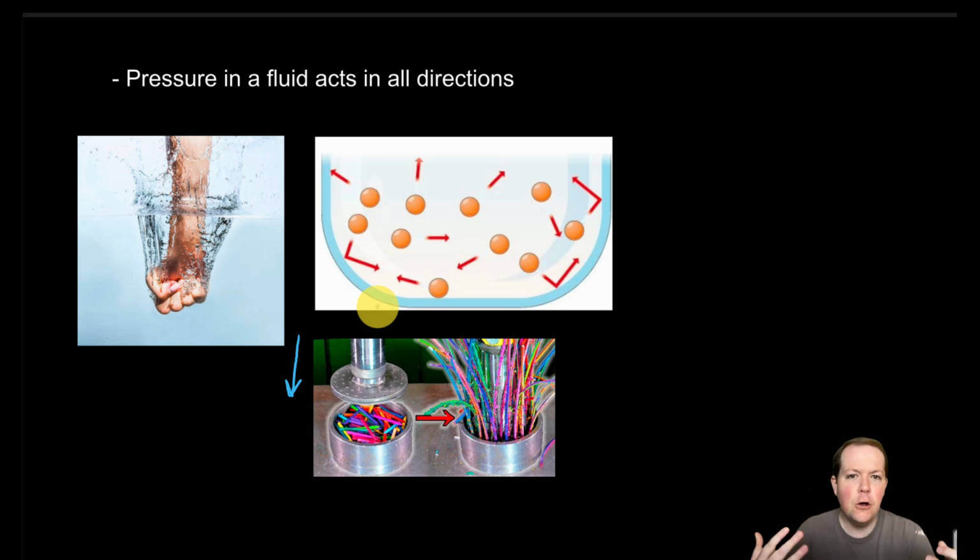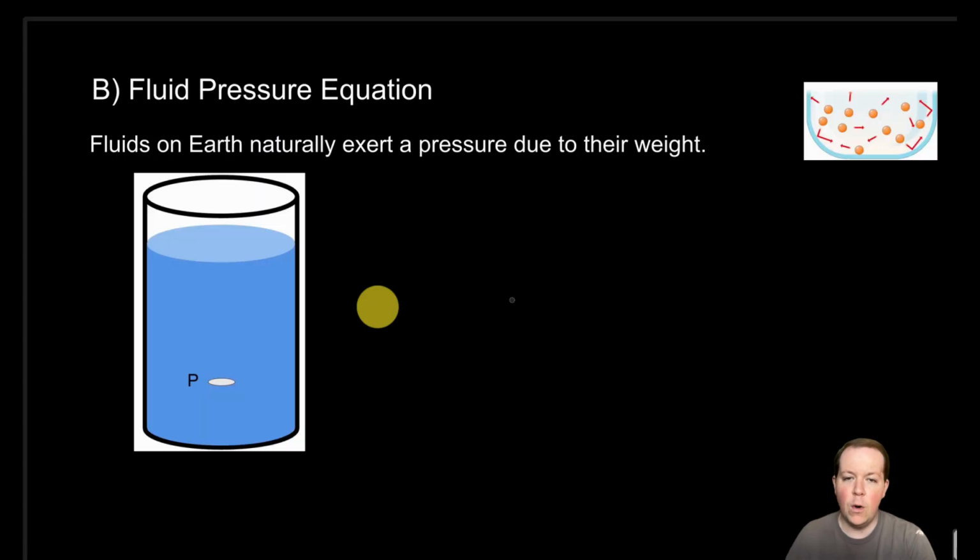There's like glancing blows happening all the time and all at once. So pressure acts in all different directions, okay? Now, let's get into an equation that describes and defines how much pressure there is from a fluid, okay? It's known as the fluid pressure equation. And to do that, team, it's a little weird, okay?